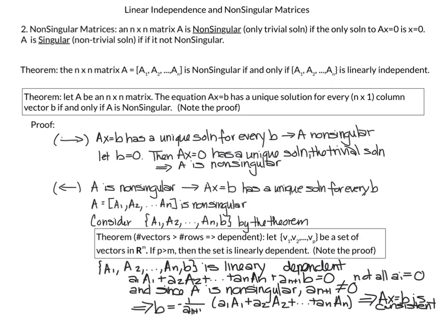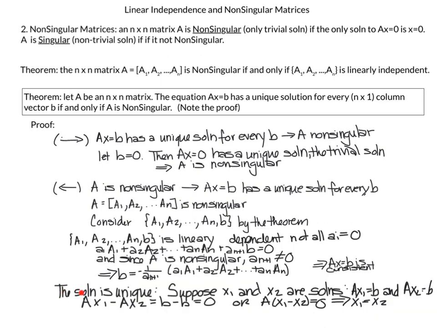And since A is non-singular, that means without the b, then everything would be 0. That must mean that a_{n+1} is not equal to 0. So we can solve for b in terms of our column vectors a1 through an, and here's our formula, which means that Ax equals b is consistent and has a solution.